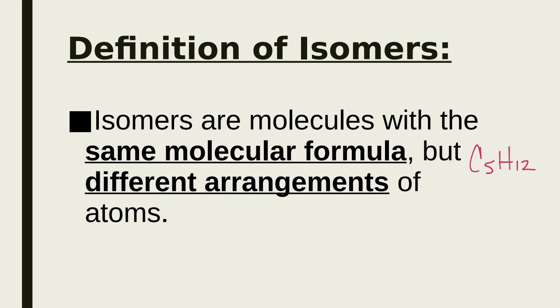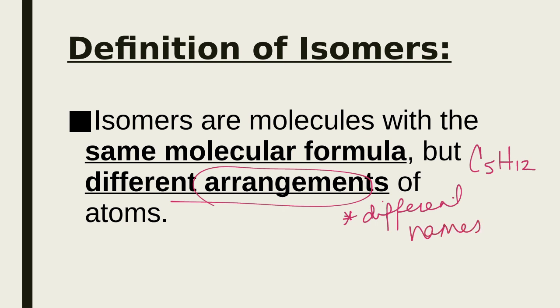But then you take those 5 carbons and those 12 hydrogens and you come up with different arrangements of atoms. The way that you would know that you have an isomer is that those different arrangements should all have different names. So we're going through the process of naming all these molecules. That's how you know that you have a true isomer: when you put them in a different arrangement, they will have a different name.